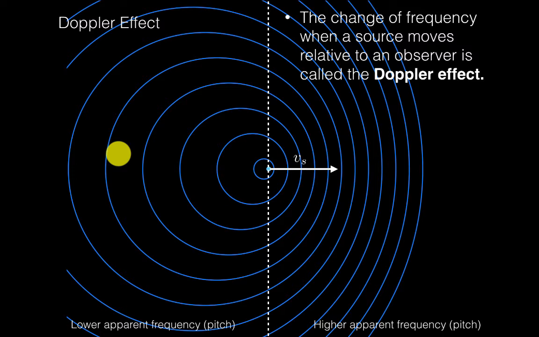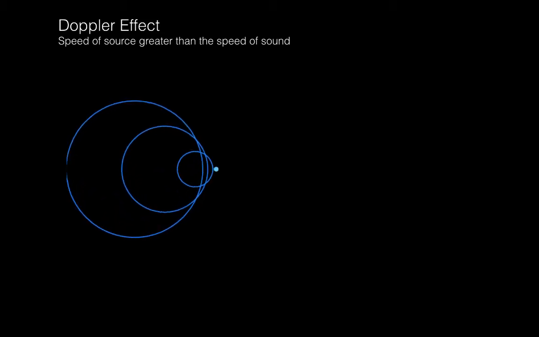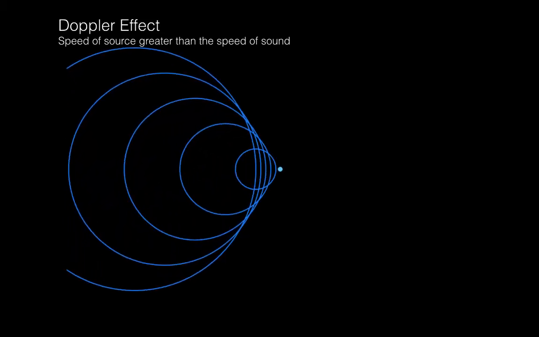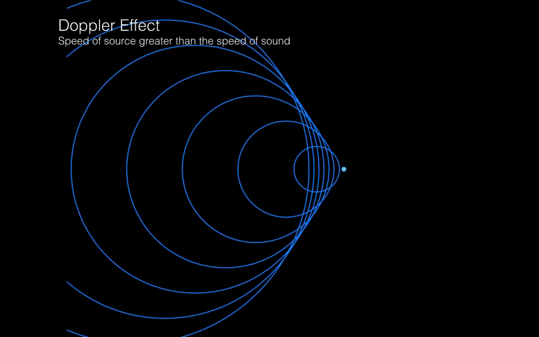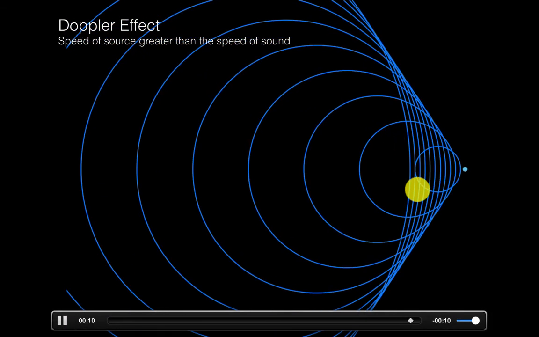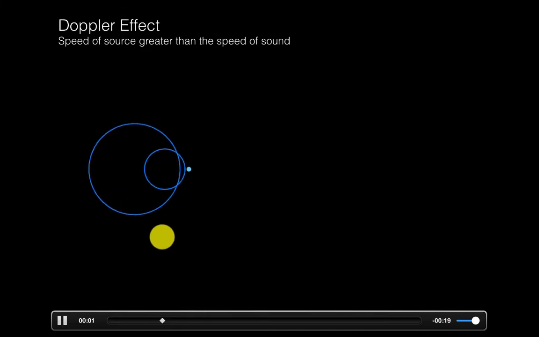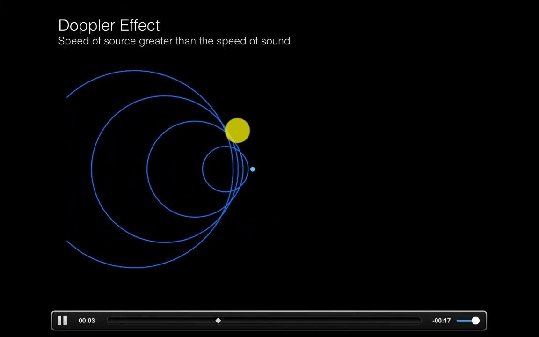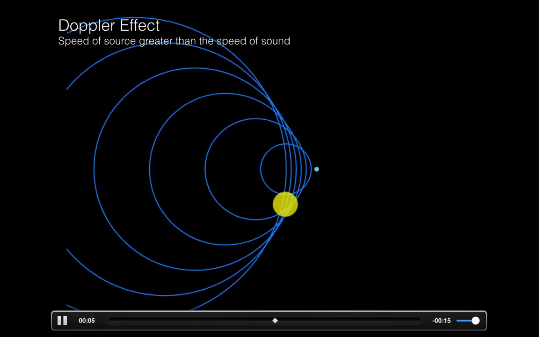I want to talk about a special case, and that is if the velocity of the source is actually greater than the speed of sound. Here's an animation that shows that. Our source is really moving here, and you can see it's still emitting waves, but it's getting out in front of them. Right behind the source we end up with a lot of wavefronts, which means there is a large disturbance in the air behind the source, and this is called a shock wave.